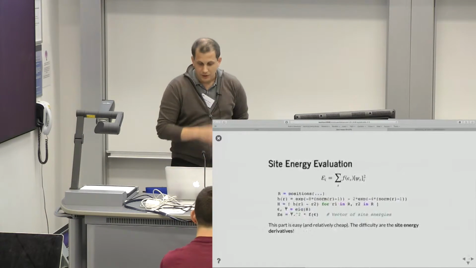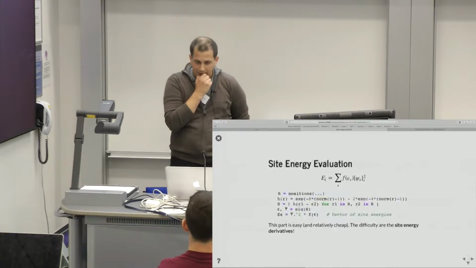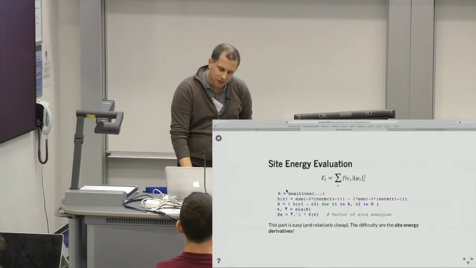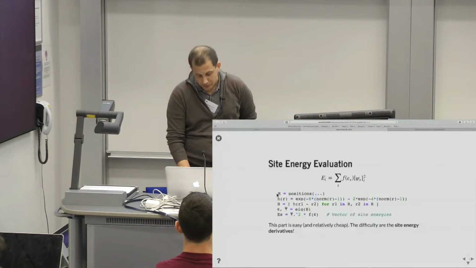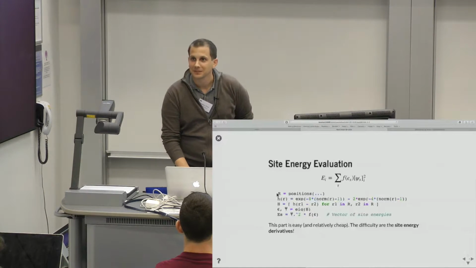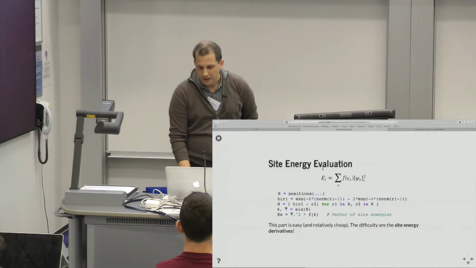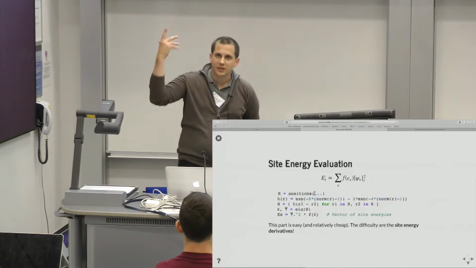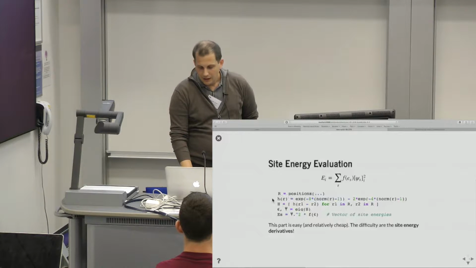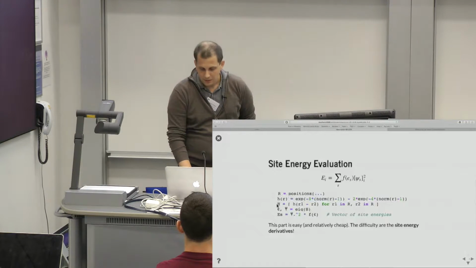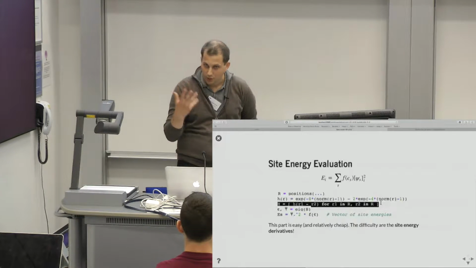So how does this look? This is not the way I wrote it the first time. This is how I would write it today. Okay, so here's the site energy again. So what do I need? I need to get my positions from somewhere. It doesn't matter where they come from. And then I need to implement a Hamiltonian. And it can be done in this case, I said it's a pure toy model.